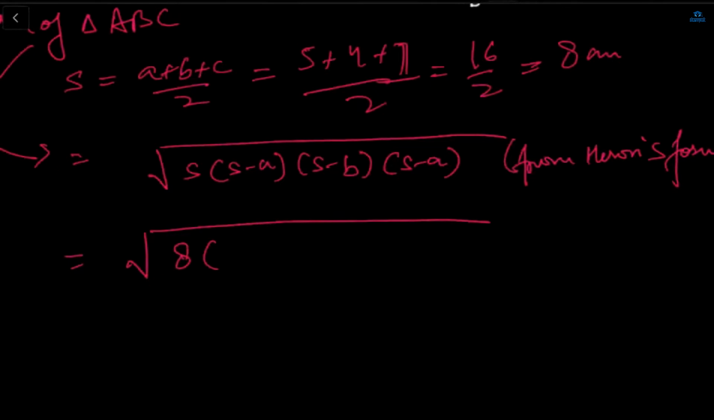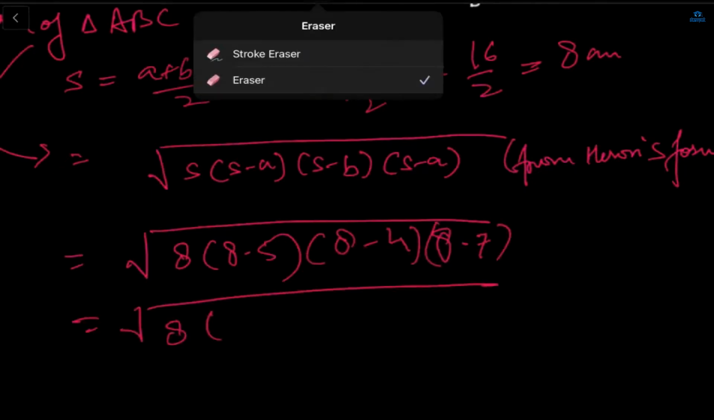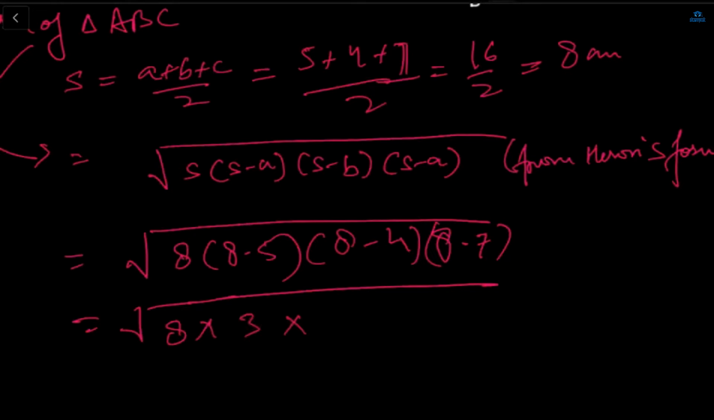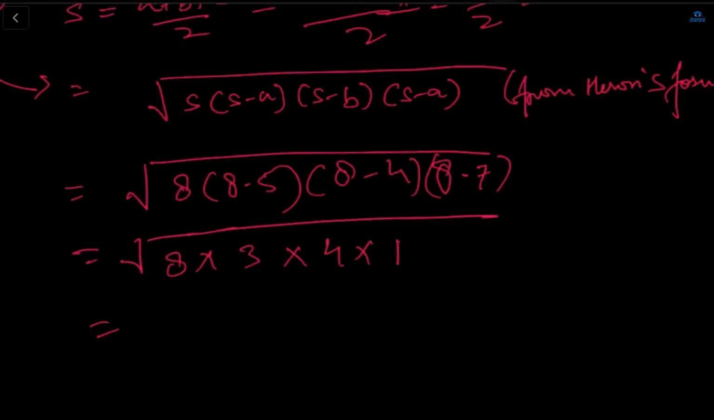So it will be root of 8 into 8 minus 5, 8 minus 4, and 8 minus 7. So it will be root 8 into 3 into 4 into 1. Yes, so you can take out 4 as common. You can write 8 as 2 into 4, so one of the 4s can be taken out from the root. Then you will be left with 2 into 3 into 1. You multiply 1 with any number, it will give the same number. So 2 times 3 is 6, so 4 root 6.